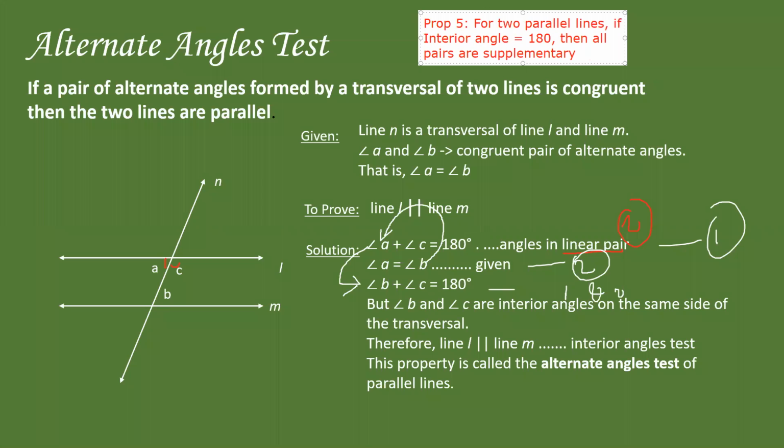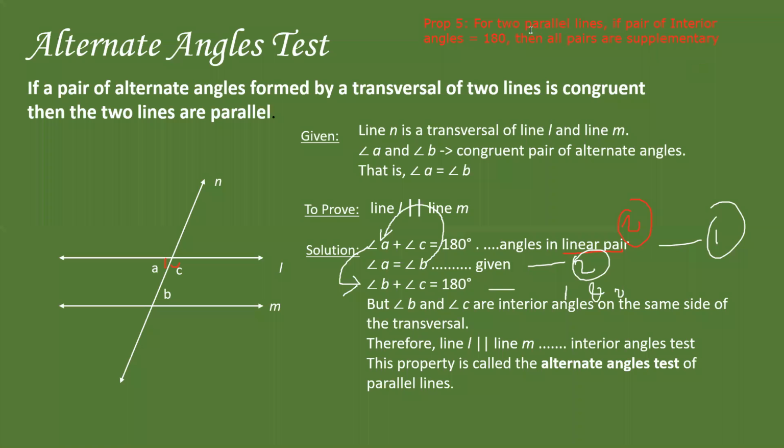If a pair of interior angles, I'll just write it, so it'll be easier to understand. So for parallel lines, if a pair of interior angles are 180, then all pairs are supplementary. So this is what I wrote. Now what I've proved is that the pair of interior angles are 180. This is what I proved. So if you look earlier to this, obviously if I've proven it is 180 degrees, then it is going to be for two parallel lines.